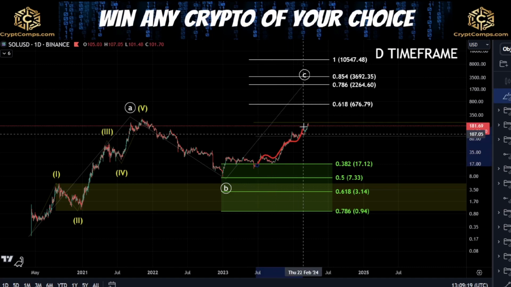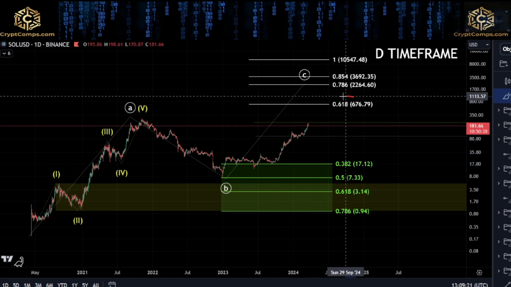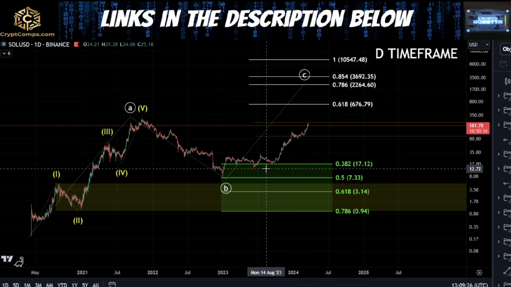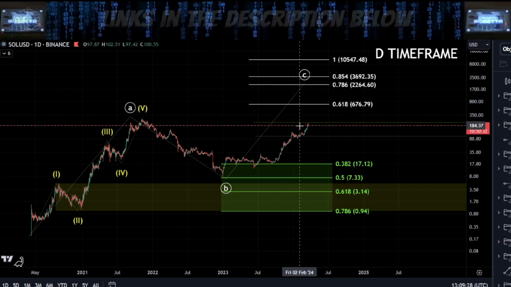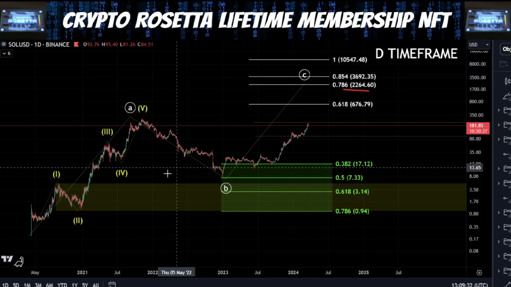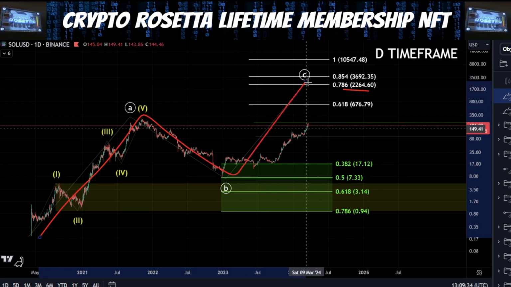Now if we are looking at this as a C wave, it's going to become very important here, the internals of these moves, and we're going to go over some of them. They would be potentially pointing more towards this lower area here, but if there is extension here, we could continue to see this push up to some of these other key levels that we have here, and then be looking at this as just a bigger ABC pattern.